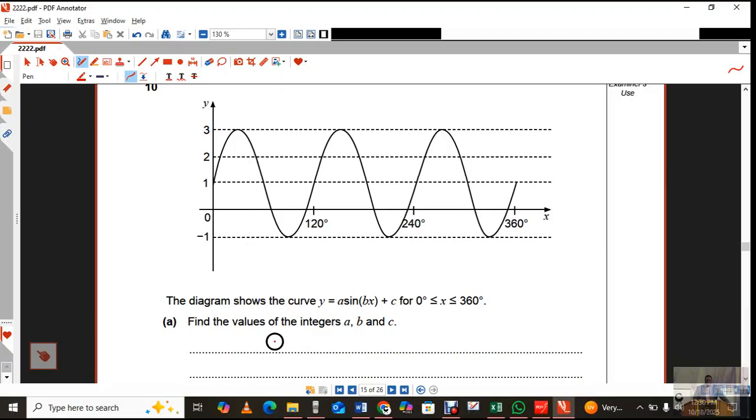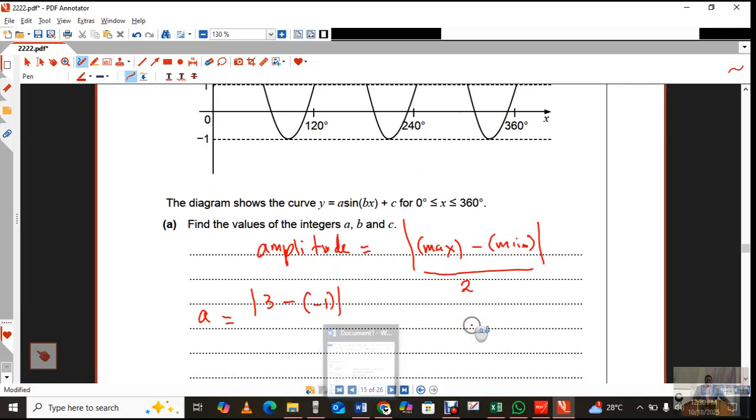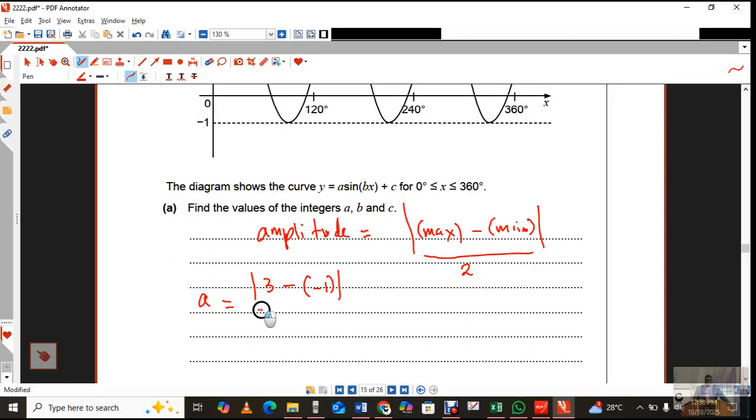And if that is the case, the amplitude, which is what the a value really represents, is always your maximum minus your minimum, okay? And it's an absolute value, and you'll be dividing that answer by 2, okay, for you to know. So in this particular case, our a will be the maximum, which is 3, looking at the curve, minus the minimum, which is -1. And whatever that answer is, we are going to divide that answer by 2, okay? And if you punch this in, this will tell you that a is equal to the absolute value of 4, which is 4 divided by 2, which is 2.